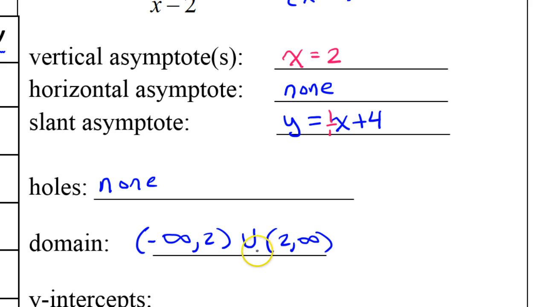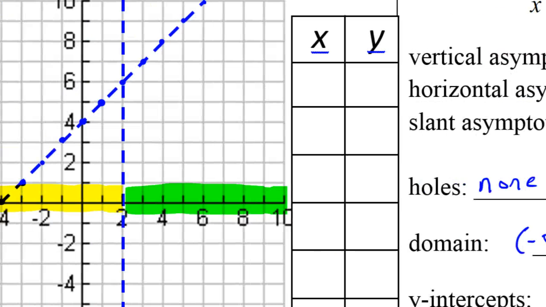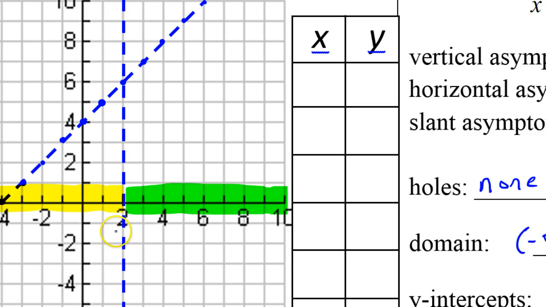I'm going to leave these parentheses round, showing that we are not including the 2, which makes sense because the 2 is an asymptote. The function will never actually reach the asymptote. Notice that I did not need to actually draw the function. It doesn't matter whether the function ends up being like here or here or here or here. It doesn't matter where the function is. The domain is still going to be the same based on the yellow and the green, based on the vertical asymptote.